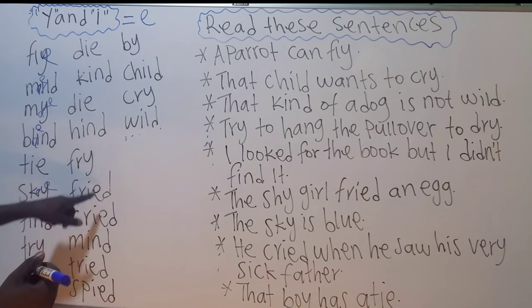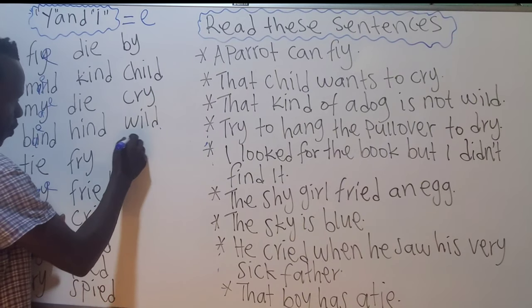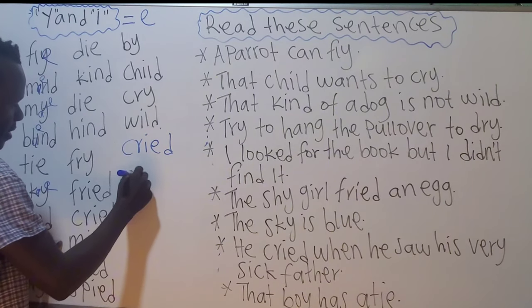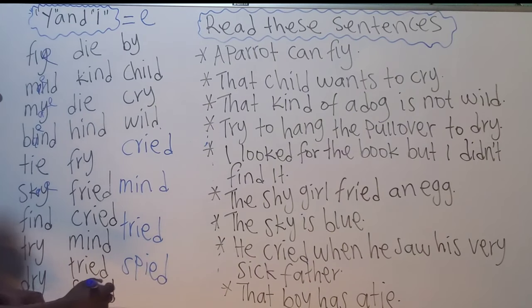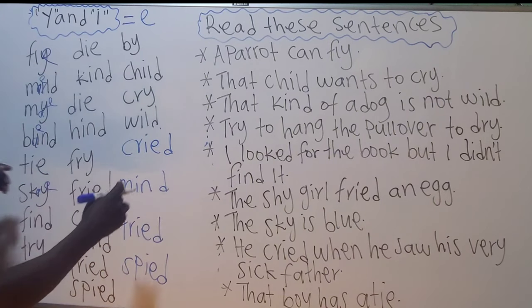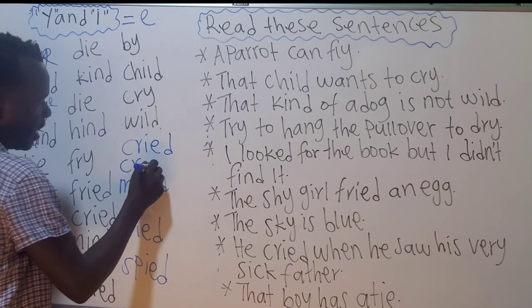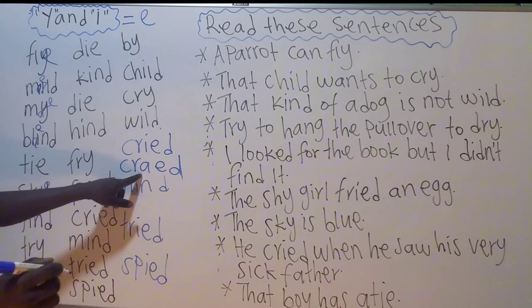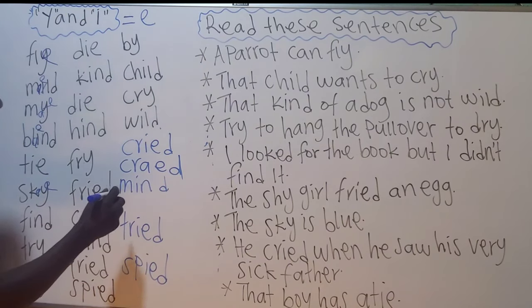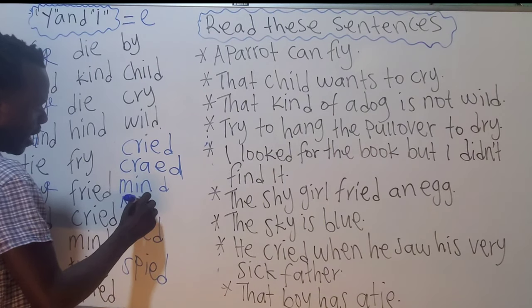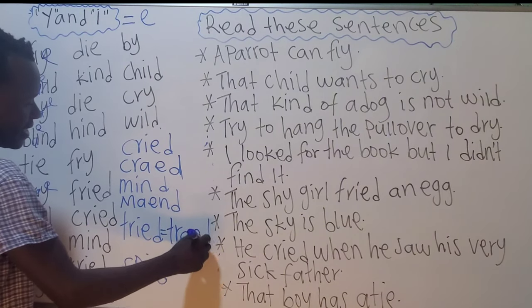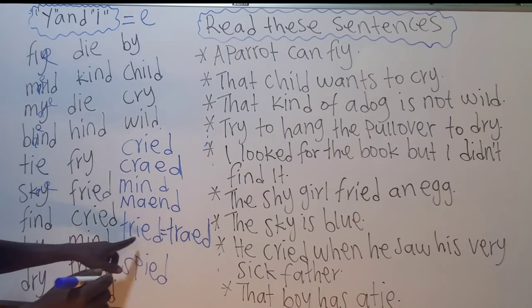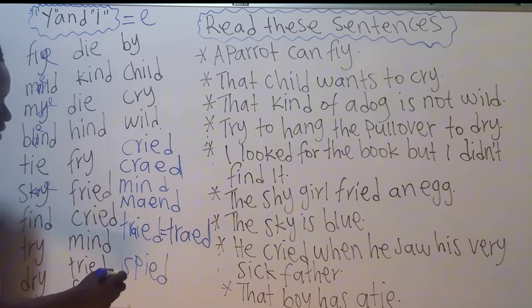And then fried. This is cry, cried, mind, tried, spied. Okay, spied. Then how can you make the sound come out? How can you sound these words? Cried. Cried is the past tense of cry. It's going to be like cried. And then mind. And then tried. Tried, tra-E. There's a silent, invisible A here that you cannot see.